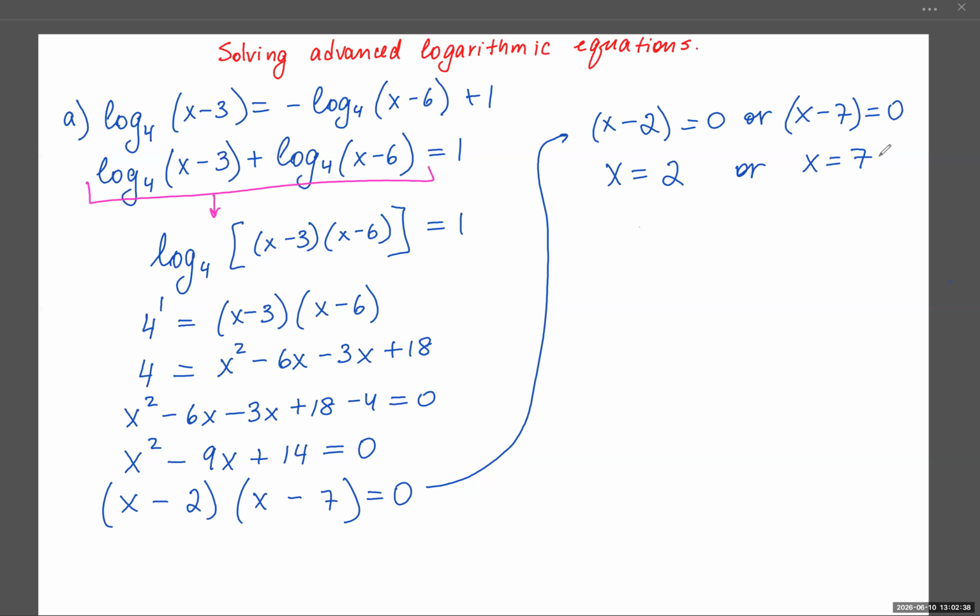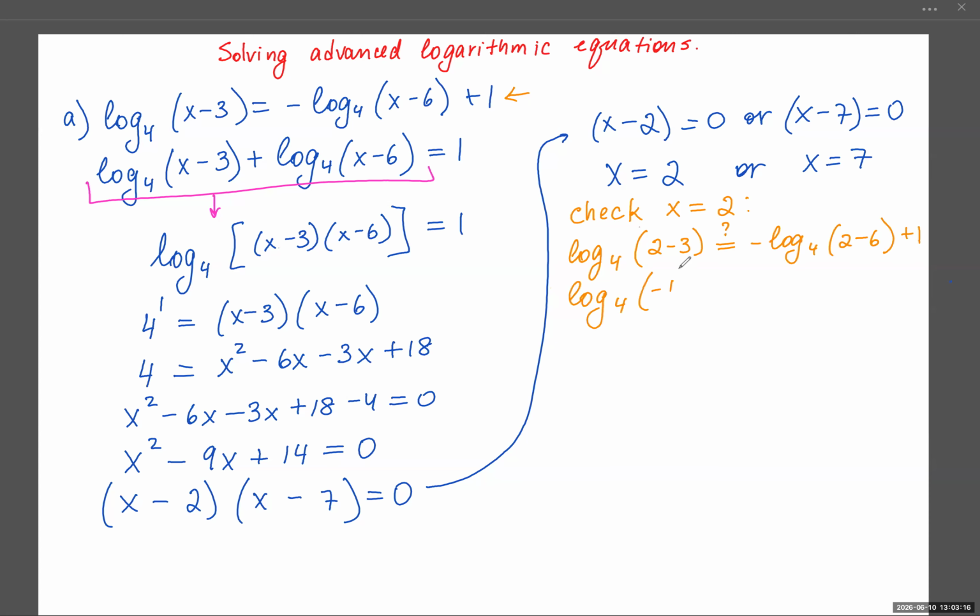Now, for these specific equations, you actually have to check your answers. So let's go ahead and do that. We're going to start with checking x equals 2. That means plug it back into the original equation and see if the left-hand side equals the right-hand side. Log base 4 of (2 minus 3), does that equal negative log base 4 of (2 minus 6) plus 1? Now, look what happens here.